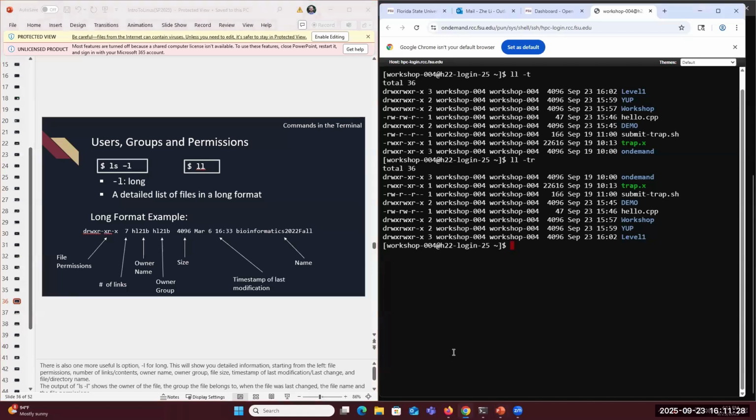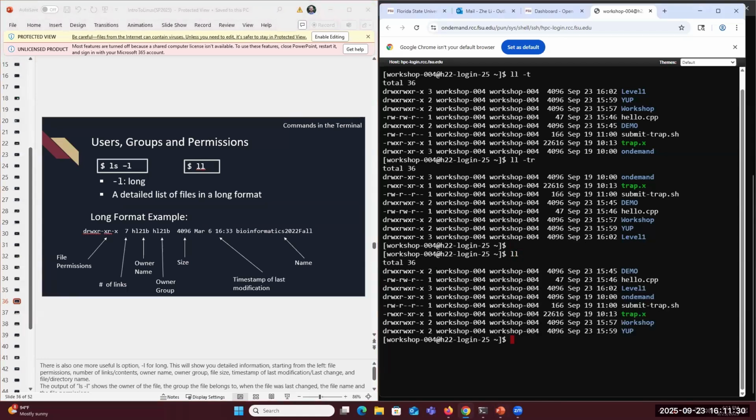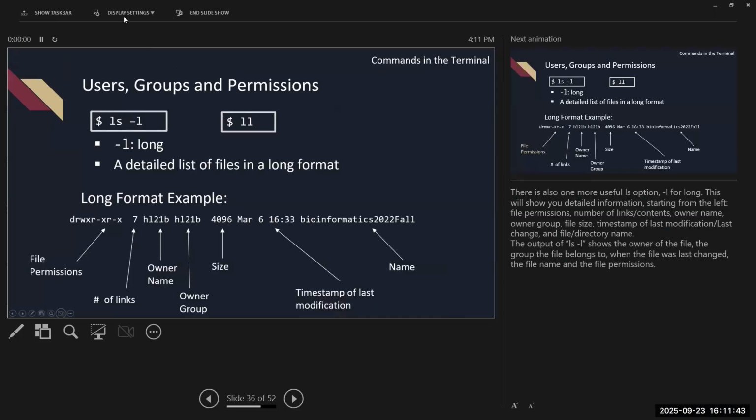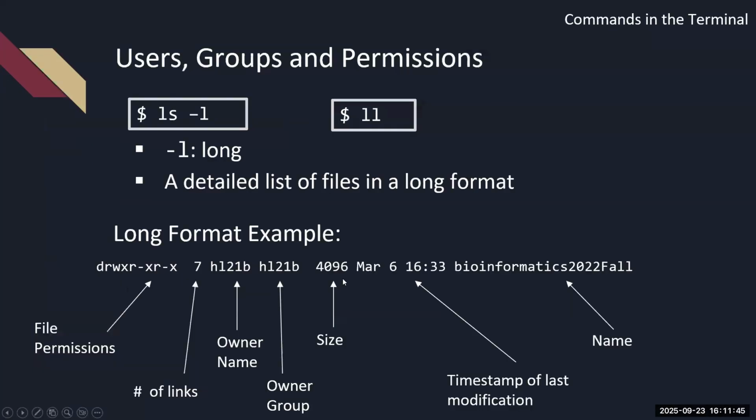If you use ll, you can see that it will contain all of the information of that directory. So what does it mean? Let's take a close look at it. We use ls, the detail list. It is the long format. And these are the pieces of information that you will get for your file or directory.